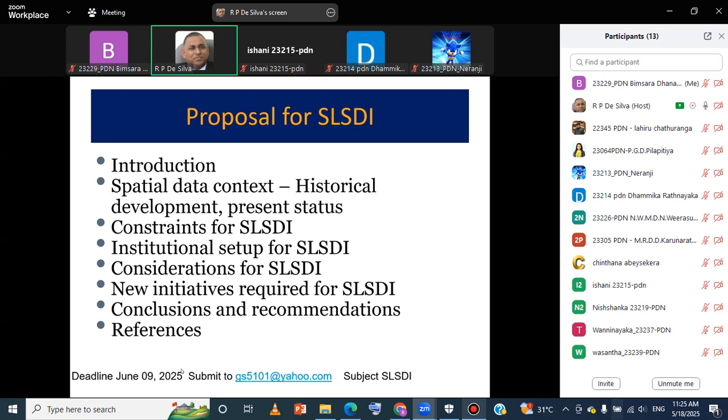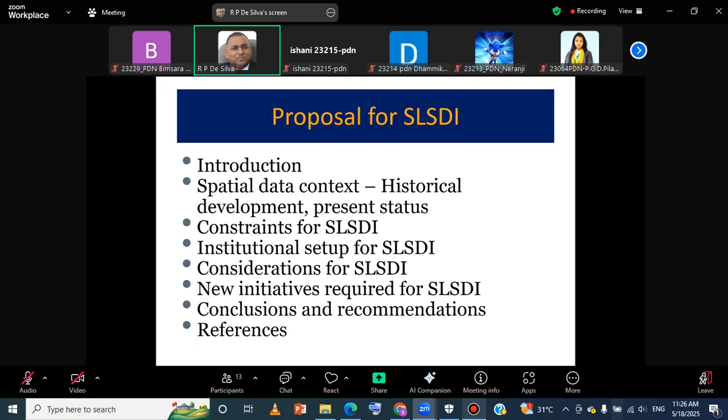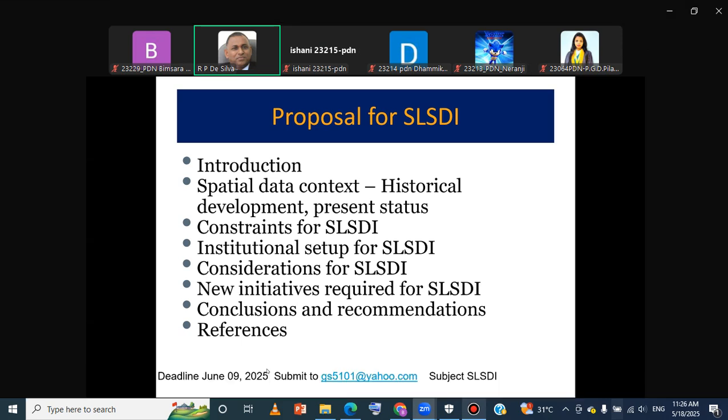What kind of data sharing, what kind of data ownership, what kind of data value addition, what kind of data copyright, what kind of data accuracies. All these things can be defined. So we need to have considerations for SLSDI. And then new initiatives required for SLSDI. If it doesn't work with the current setup, what are the new initiatives required to launch a proper SLSDI? And then you need to write conclusions and recommendations and include the references.